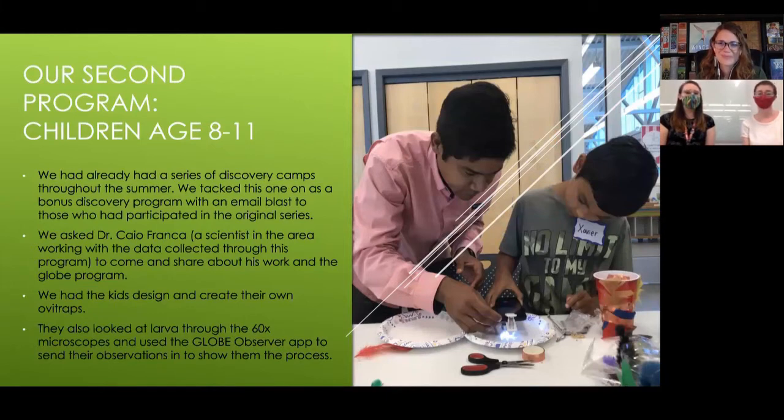He walked them through a story about mosquitoes and Zika, and it was really entertaining for me as well as the kids. We had the kids design their own ovitrap. The little cup that he has is his ovitrap that he designed. We also gave them the microscopes that we mentioned earlier to look at mosquito larvae. And they went through the Globe Observer app to send their observations in, just so we could show them the process.